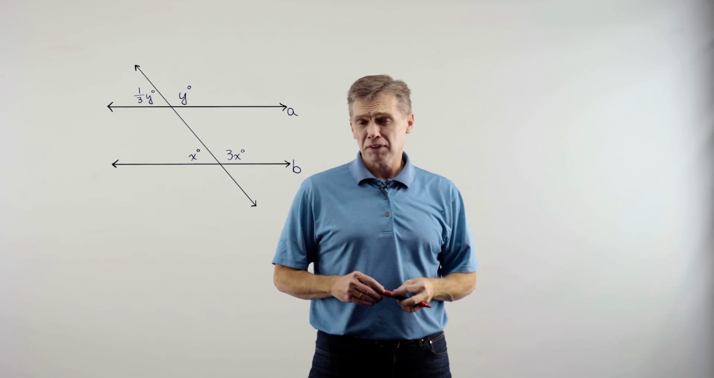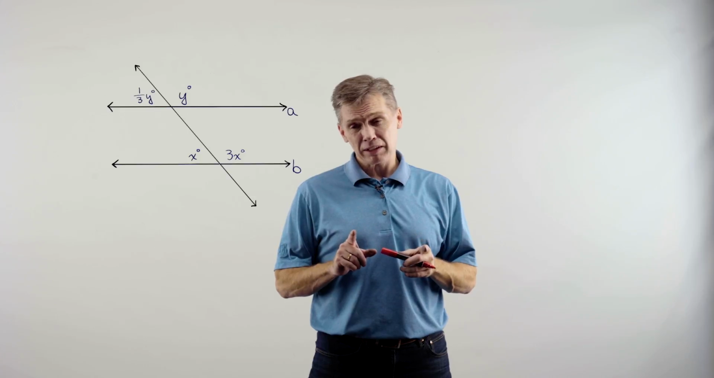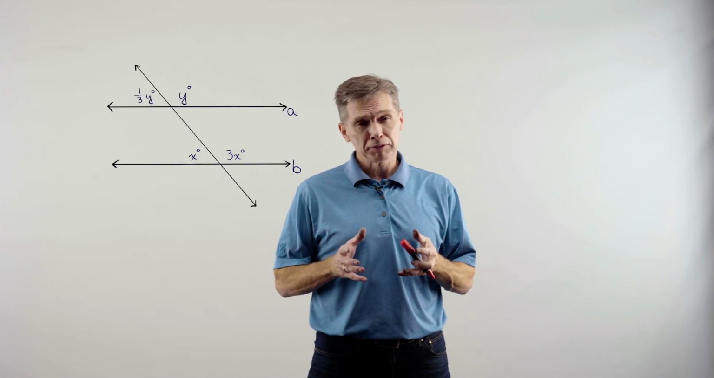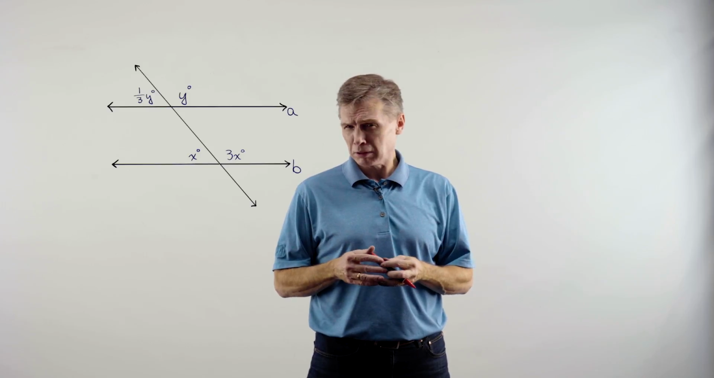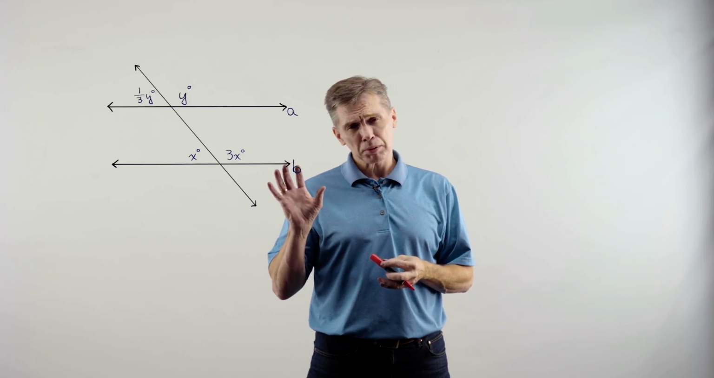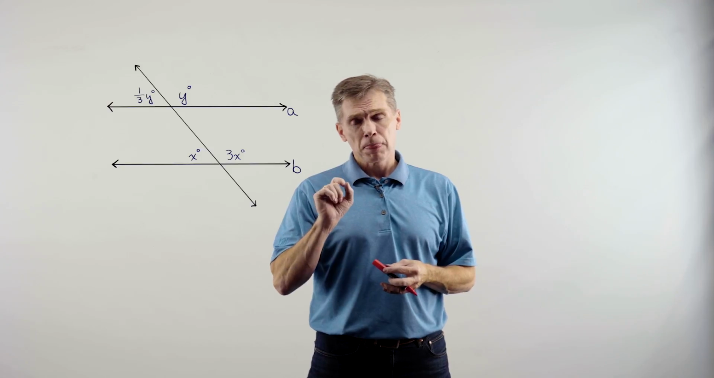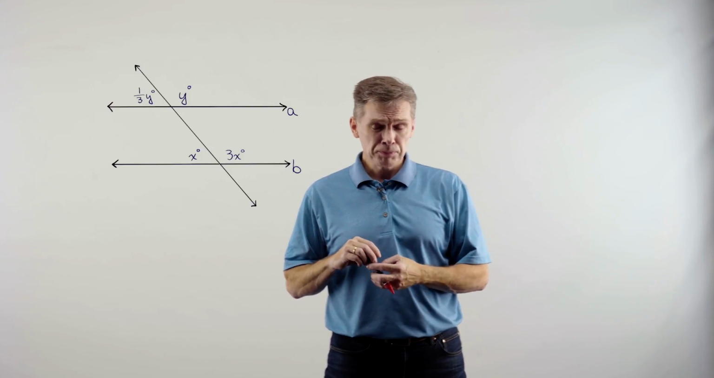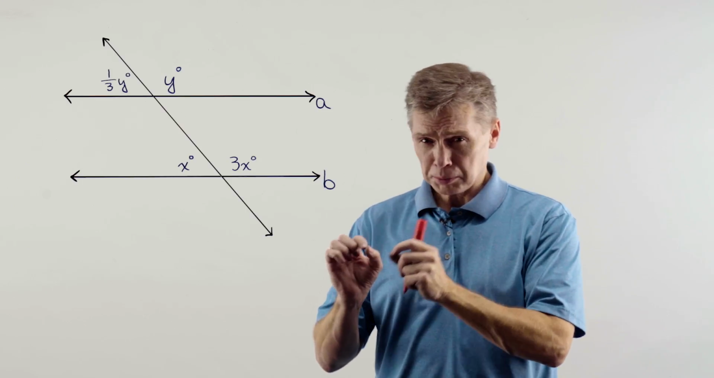Hi, I'm Pat. Okay, they're asking us to find the value of each variable given that lines A and B are parallel. Okay, so you're learning a lot of different pairs of angles and how they relate to each other. And so when we're looking at a problem like this, especially when there's more than one variable that we're trying to solve for, what I would suggest you try to do is focus on one variable at a time.